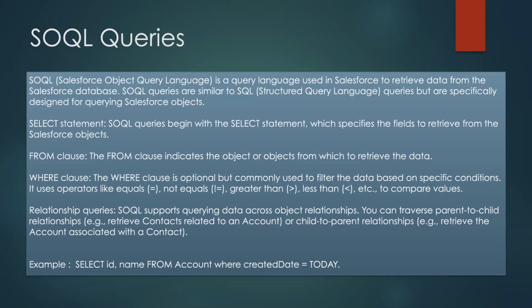As per the definition, the from clause indicates the object or objects from which to retrieve the data. It is simple and straightforward. SOQL queries will always begin with the select statement, which specifies the fields to retrieve from the Salesforce object. And then there are relationship queries as well, which we will talk about shortly, and we will also go through examples.